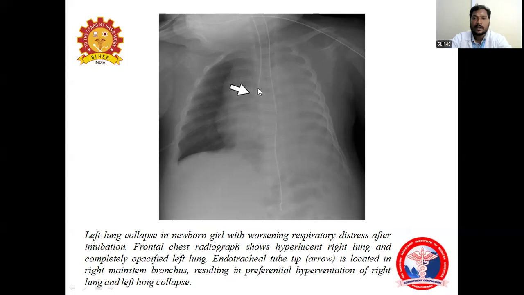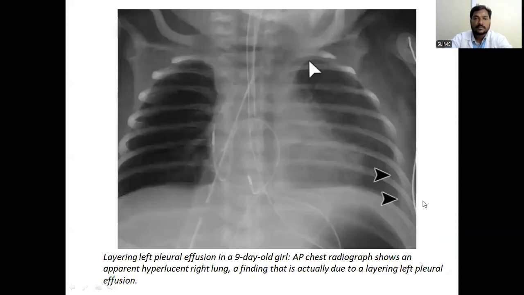So during intubation, we have to be cautious in positioning the tip of the endotracheal tube so that aeration happens to both lungs. Intubation into the right main bronchus may cause worsening distress as well as collapse of the opposite side of the lung, giving the unilateral hyperlucency.